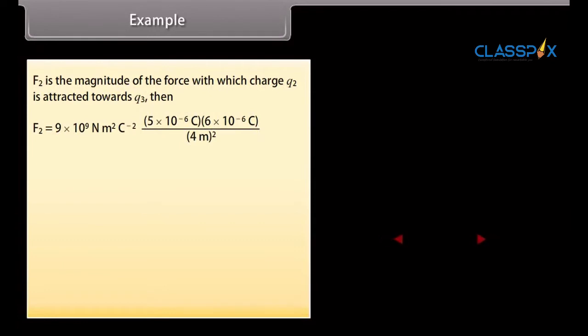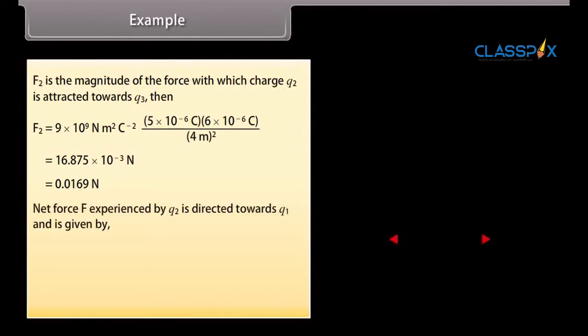We get F2 is equal to 16.875 into 10 raised to the power minus 3 Newton, which is equal to 0.0169 Newton. Net force F experienced by Q2 is directed towards Q1 and is given by F is equal to F1 minus F2, which equals 0.045 minus 0.0169 Newton, which is equal to 0.0281 Newton.